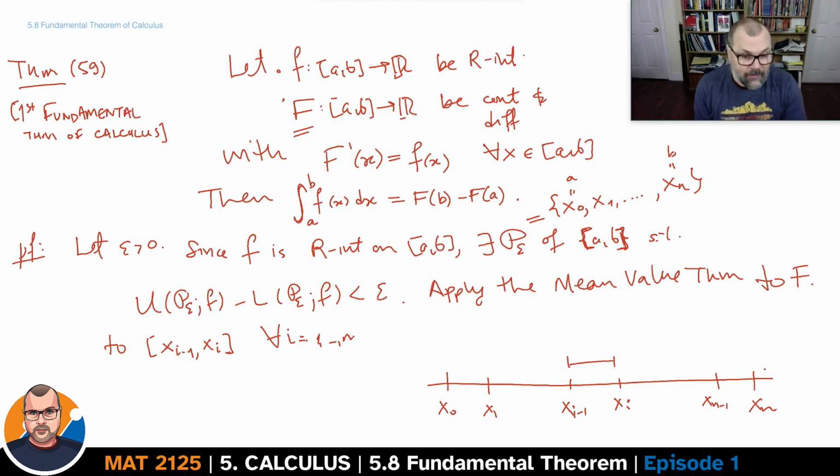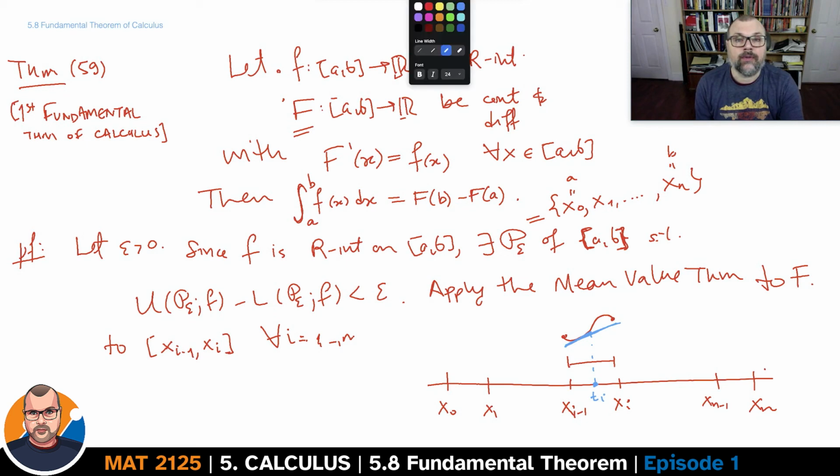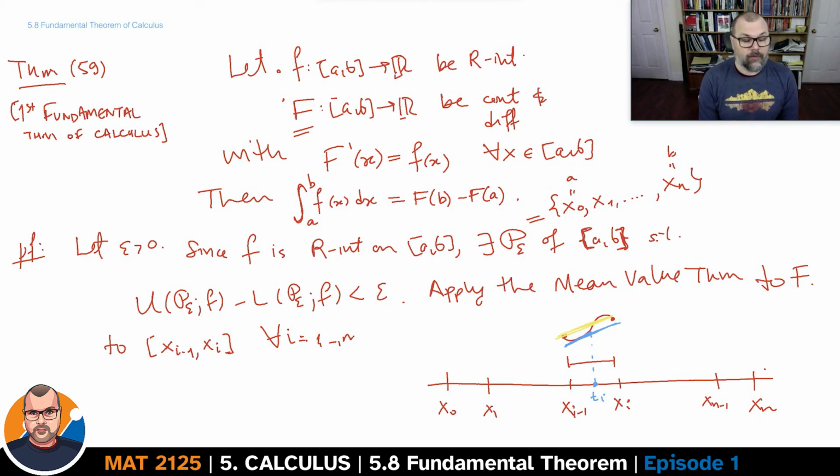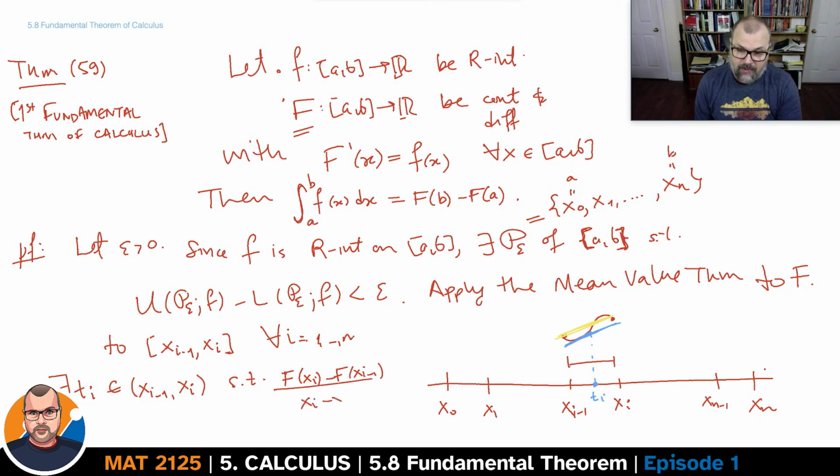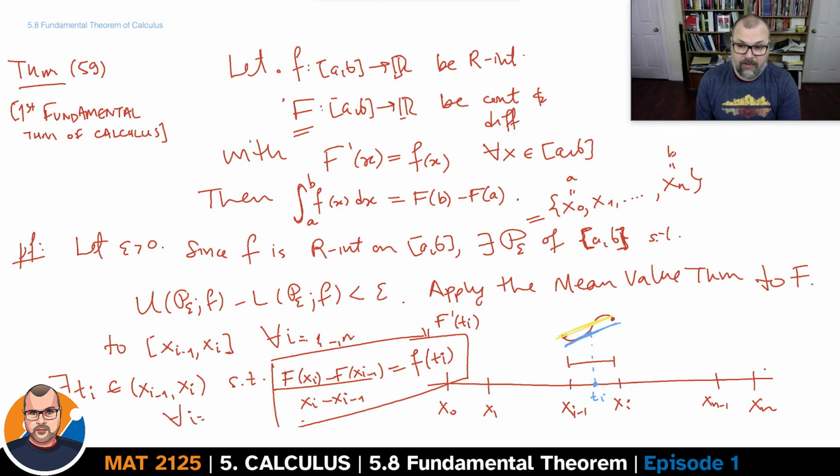Now, what that means is that at some point in the interval (x_{i-1}, x_i), you're going to be able to find some point t_i. Sorry, I didn't draw this nicely, but it's a point where the tangent is going to be parallel to the secant line between the extremities of the points on the curve of the function, x_{i-1} and x_i. There exists some point t_i in the interior such that F(x_i) minus F(x_{i-1}), divided by x_i minus x_{i-1}, is equal to F'(t_i). And by assumption, capital F prime is little f, so this is f(t_i). You get this for every i from 1 to n.